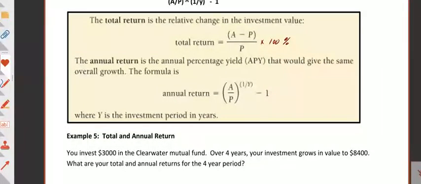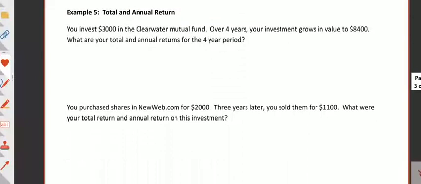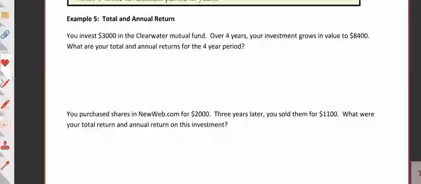Okay, so let's just do a couple of examples. Let's find total and annual return. The first one is you invest $3,000 in a Clearwater mutual fund. Over 4 years, your investment grows to a value of $8,400. Find the total and annual returns for this 4-year period.